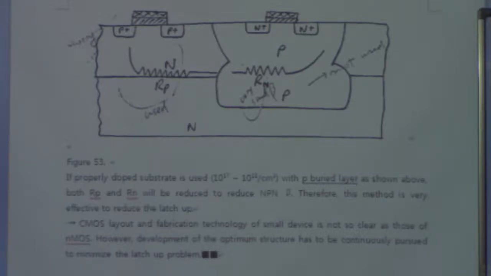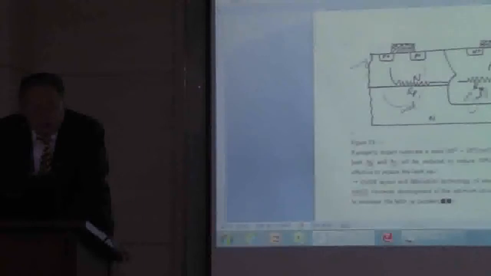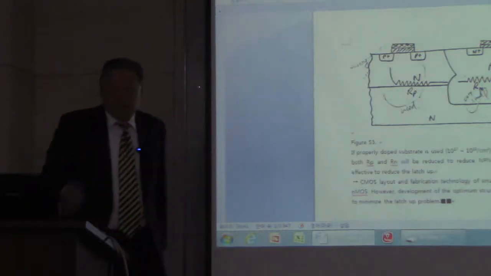Okay, next time we're going to move to chapter 6, the electrical properties of bipolar transistors, from Monday. Okay? I'll see you on Monday then.